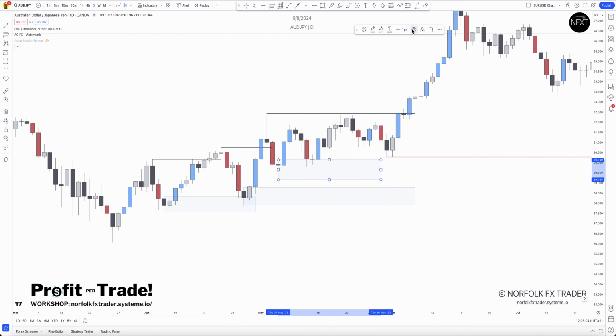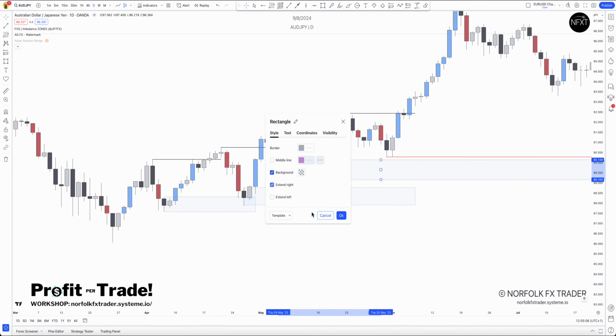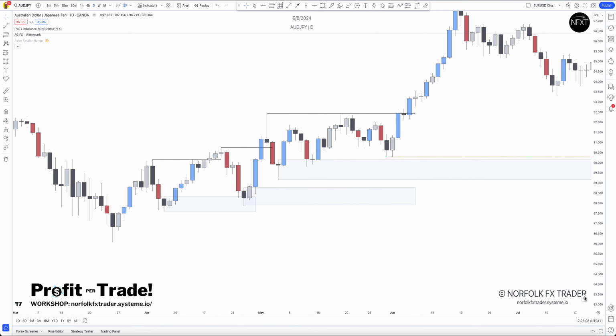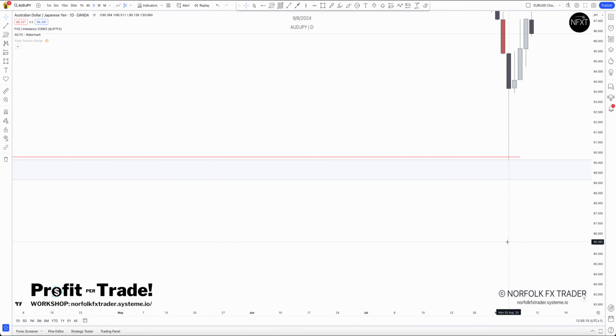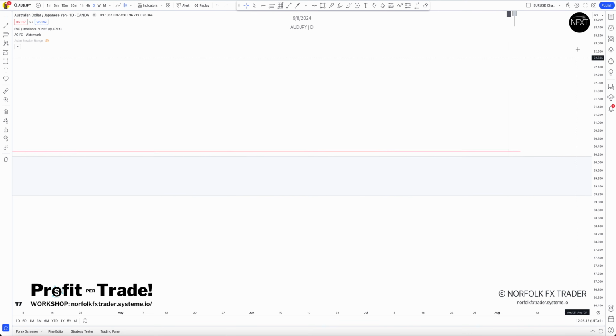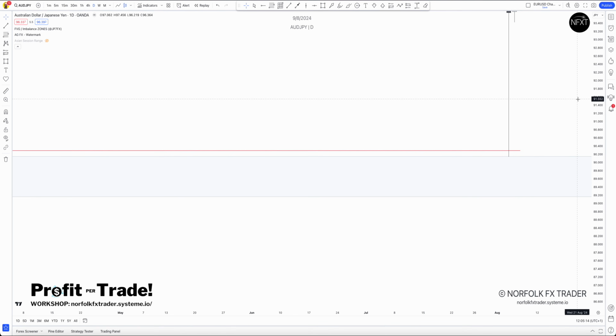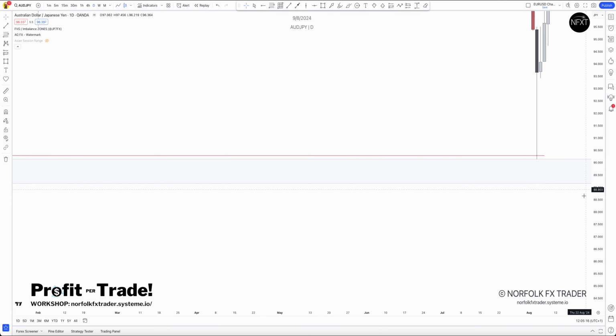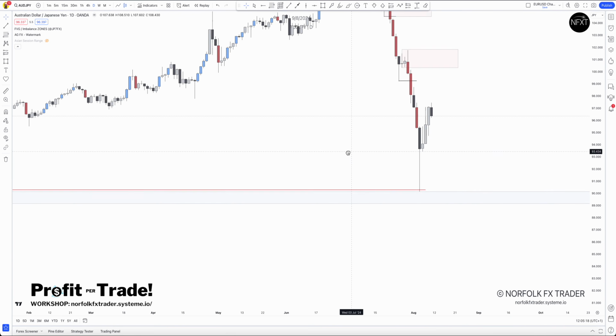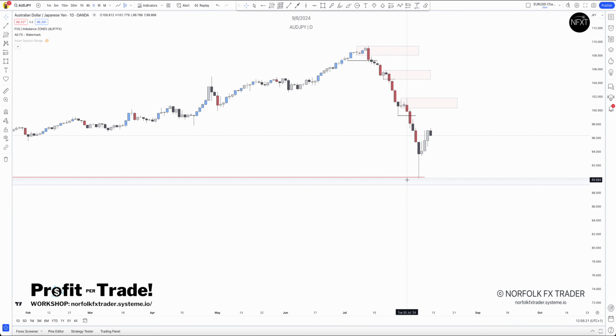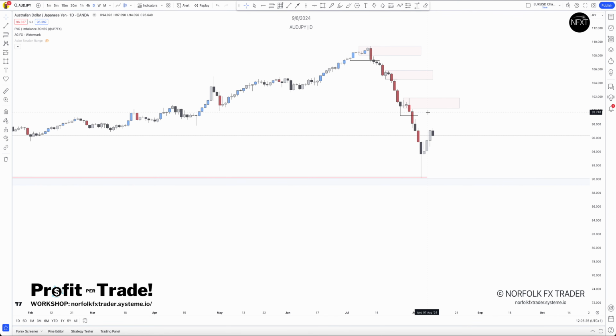And then what we do, we'll just send that off to the right, and let's see if we actually just pass into that demand. Okay, so we just touched it. Look at that, to the pip, we touched that demand. That's how accurate this can be for you. And we're now bouncing off demand. See, again, look, strength coming into the Audi as we see that pushing higher.